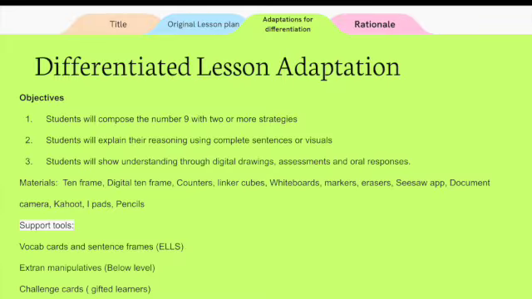For our objectives, we want our students to compose the number 9 with 2 or more strategies. Students will explain their reasoning using complete sentences or visuals, and students will show their understanding through digital drawings, assessments, and oral responses. Our materials are all the same, but our support tools are vocab cards and sentence frames for our English learner students, extra manipulatives for our below grade level students, and then challenge cards for our gifted learners.